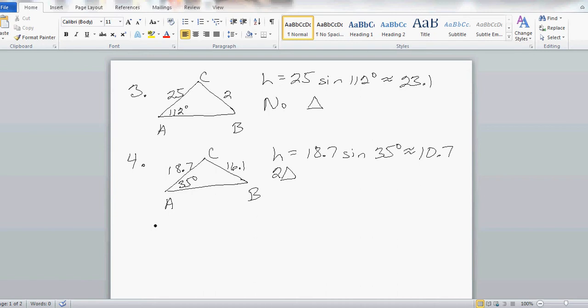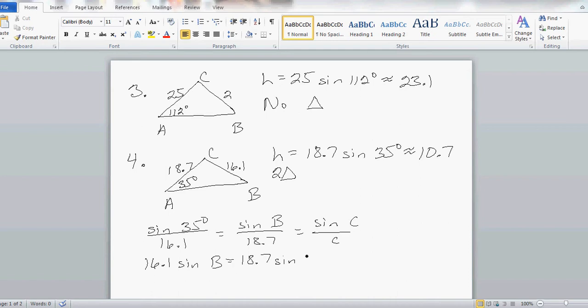So the first thing we're going to do is set up the law of sines. The sine of 35 degrees over 16.1 is equal to the sine of B over 18.7, which equals the sine of C over little c. First thing we're going to do is find B by combining this ratio with this one. Cross products will give us 16.1 sine of B equals 18.7 sine of 35 degrees. Divide both sides by 16.1.